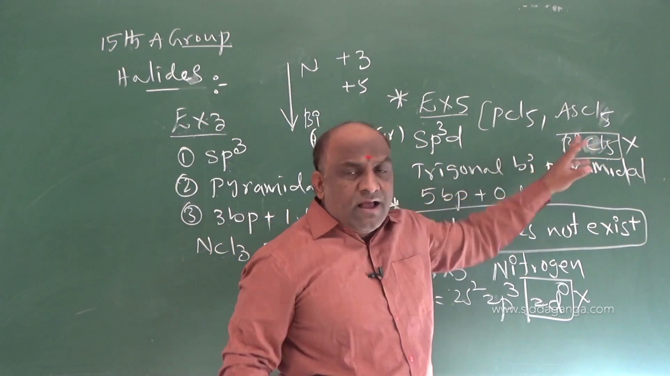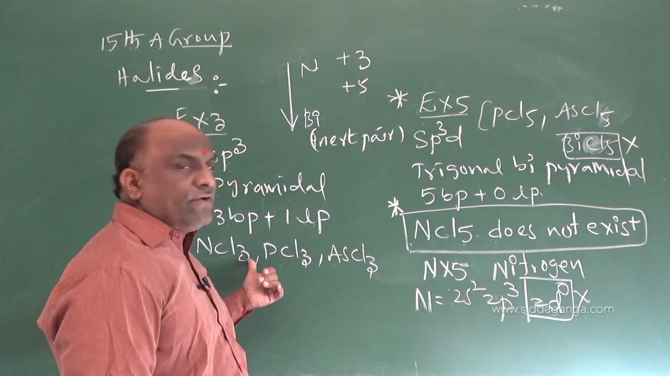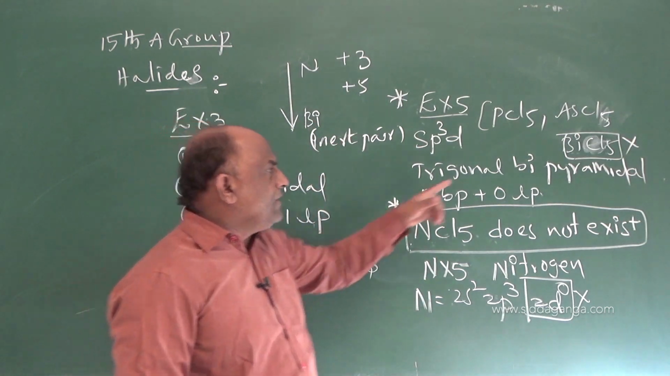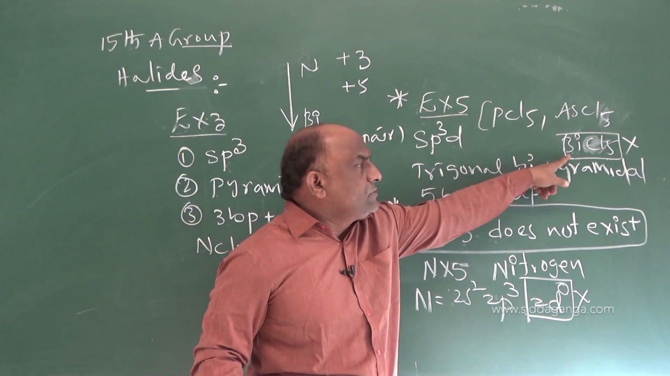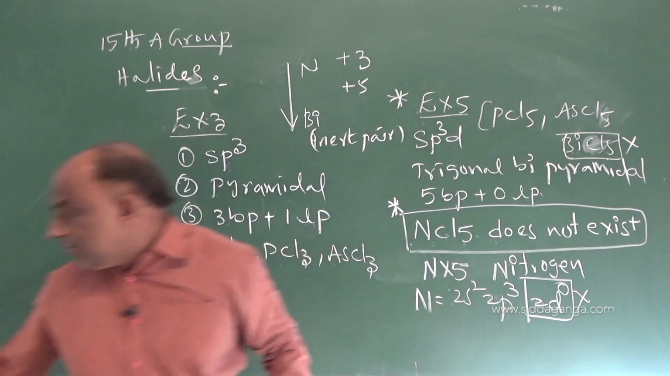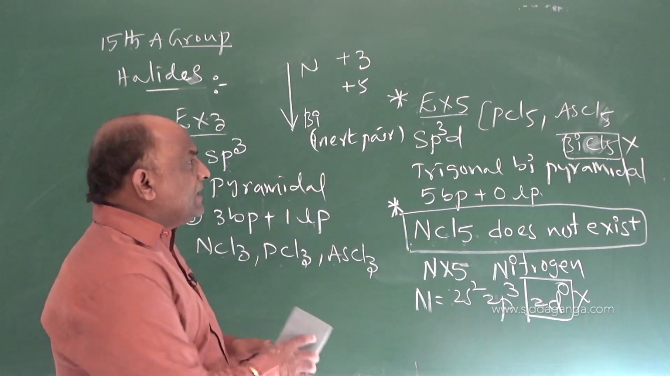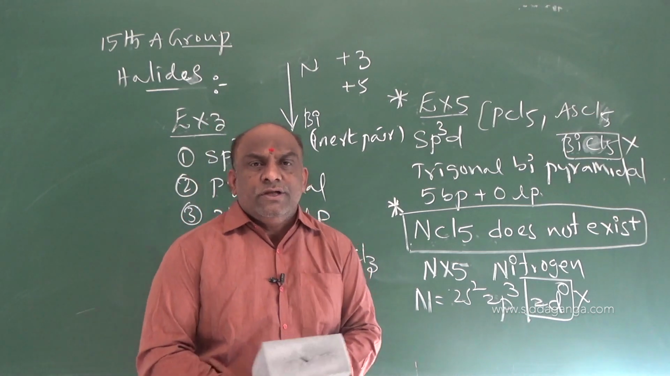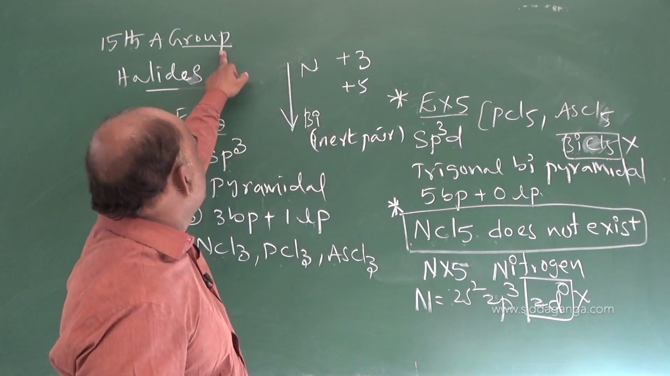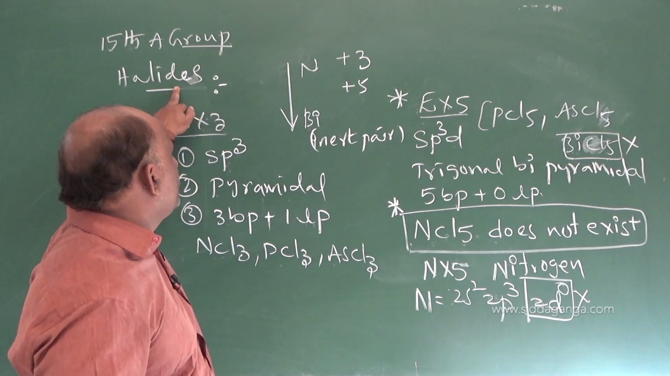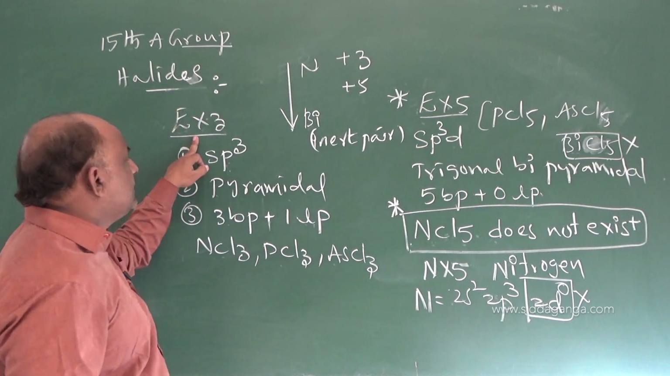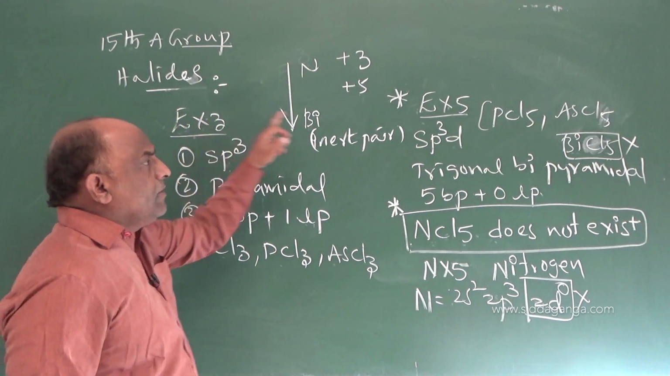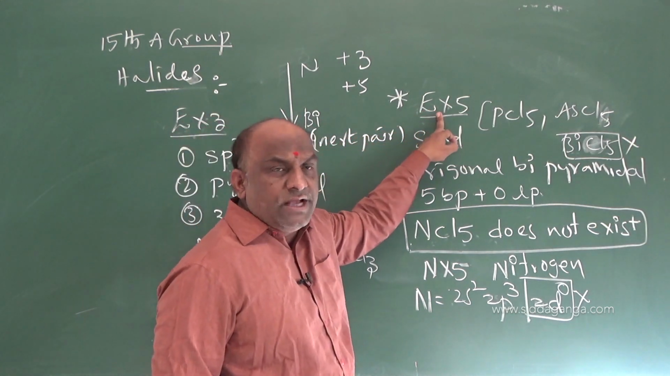BiF5 exists, but later it decomposes to BiF3 only. So make a note, this will be the general information regarding halides. Nitrogen and the other 15th group elements form 2 types of halides: trihalides, molecular formula EX3, and pentahalides, molecular formula EX5.